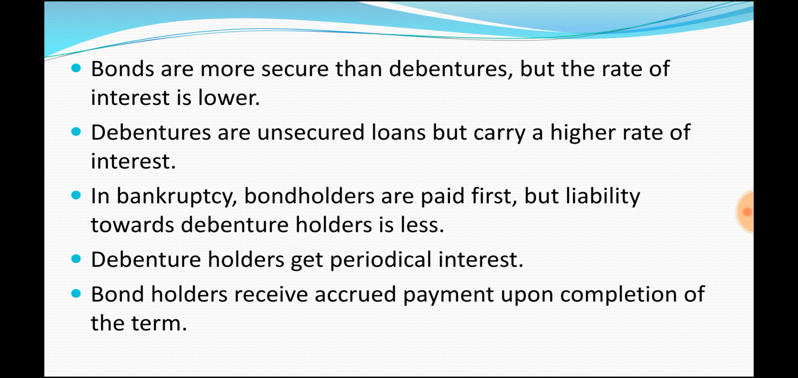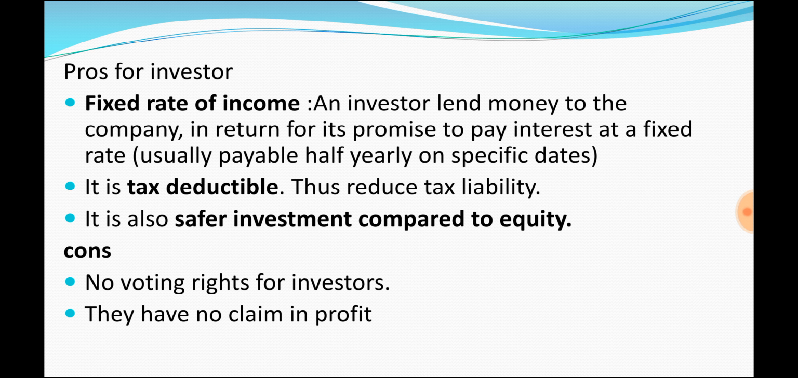The debenture holders get periodical interest, a regular interest every year or every 6 months, according to the terms. But the bondholders get the accrued payment upon completion of the term, at the end of that period. So remember this point. These are all the differences between bonds and debentures. So what are the pros for the investor? As I said, in the debenture, the investor gets a fixed rate of income.